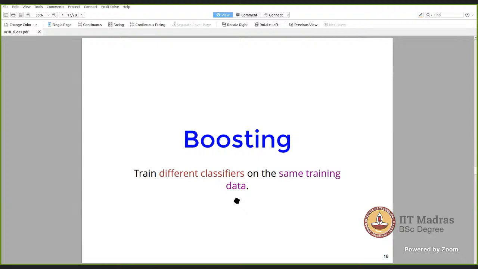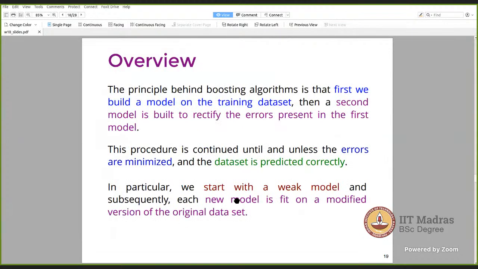So we are sort of boosting in that way, sequentially, on the same training data. So we'll start with one training data. Of course, we will make some modification in terms of weights, that we will talk about, but the data copy is the same. That's what we want to emphasize here. We build a model on the training data set. Then the second model is built to rectify the errors of the first model, as we spoke about. This procedure is continued until the errors are minimized, right?